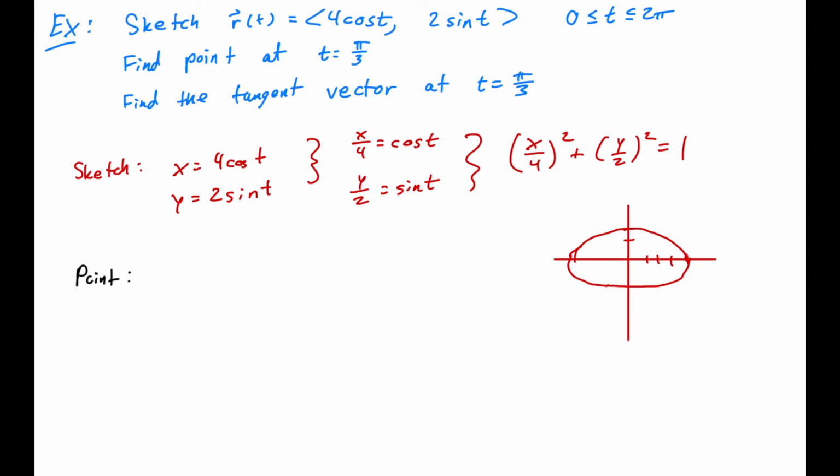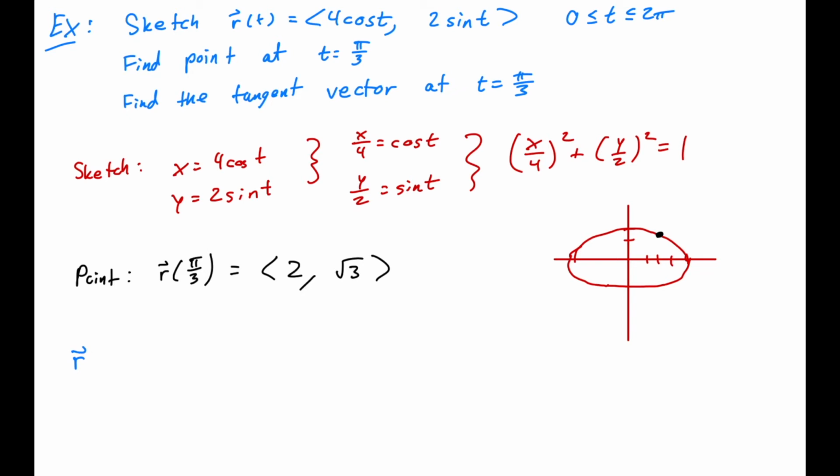So r of pi over 3, this should also be very easy for you all. Cosine of pi over 3, see, I say it's easy, but then I'm the one who gets the corrections, is 1/2. Sine of pi over 3 is going to be root 3 over 2 in this case. I think that's right. So we're talking about a point like up here. There's my point of tangency. And then we're going to talk about the tangent vector.